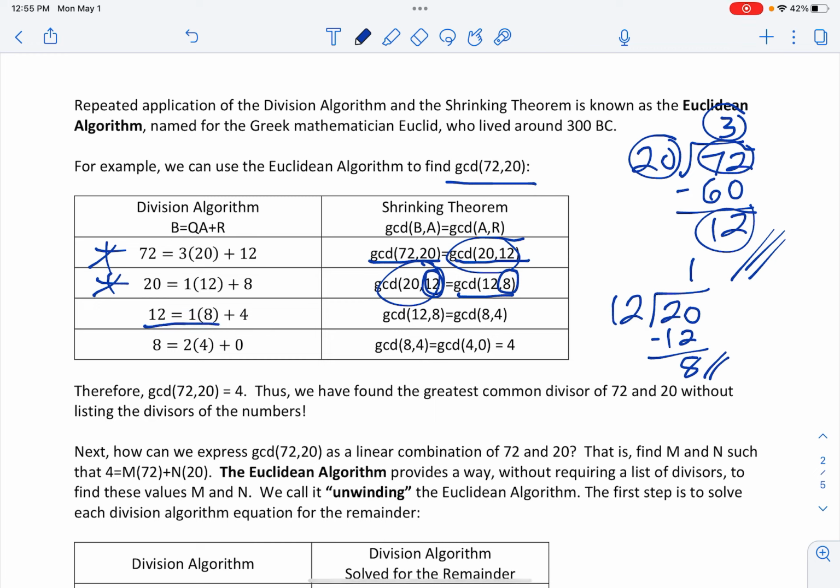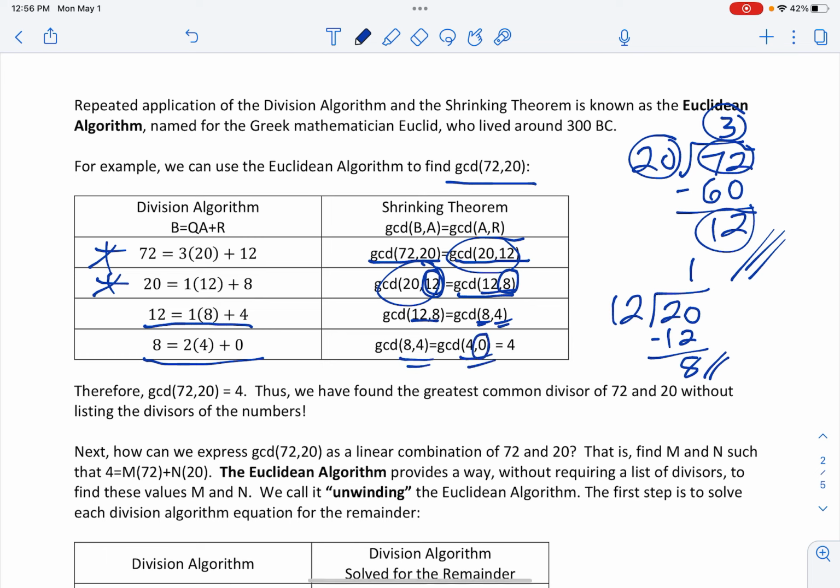So 12 is equal to 1 times 8 plus 4. Notice how that shrinks. 12, 8, 12, 8, and then the 8 is the smaller one, the 4 was that new remainder. One more time, 4 goes into 8 2 times with 0 left over. Right, so 2 times 4 plus 0 is 8. So this 8, 4 now shrinks to 4, 0.